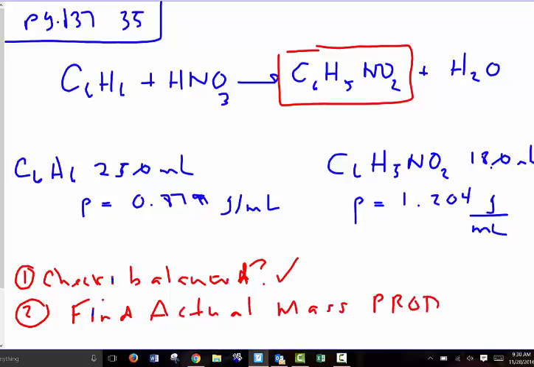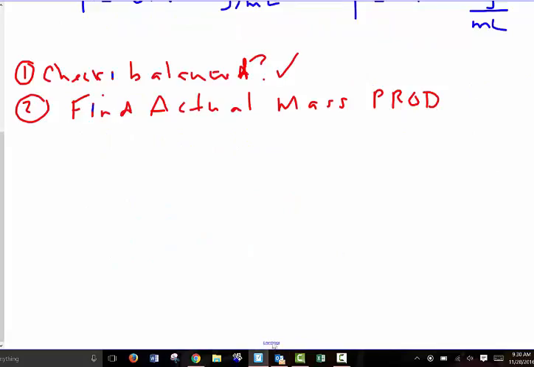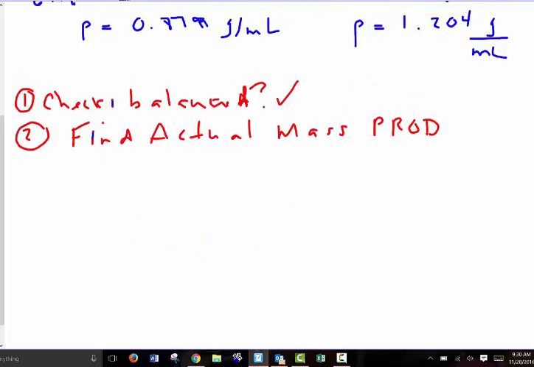Okay, we're also going to have to find the theoretical mass, starting with our reactant, our benzene, crossing the molar bridge over to products to figure out how many grams of product I should have made if I started off with 25 mils of benzene. Okay, so that's going to come soon. This is going to be a long question, so I'm going to have to go back and forth on my page a little bit. Just bear with me, please.